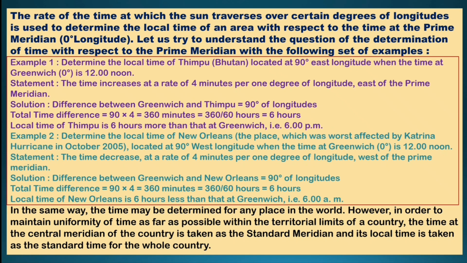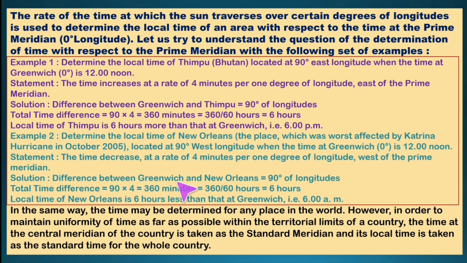Example 2. Determine the local time of New Orleans, the place which was worst affected by Hurricane Katrina in October 2005, located at 90 degree west longitude when the time at Greenwich is 12 noon. Statement. The time decreases at a rate of 4 minutes per 1 degree of longitude west of the prime meridian.